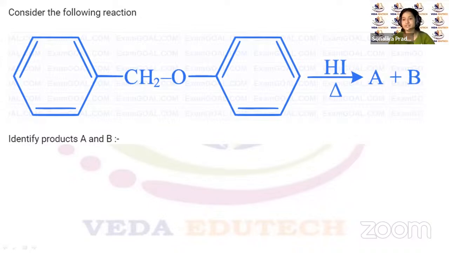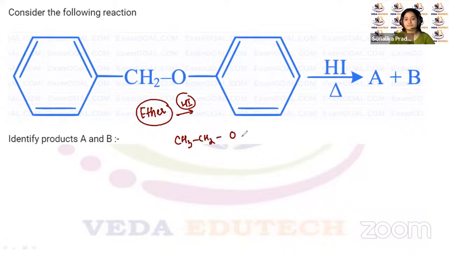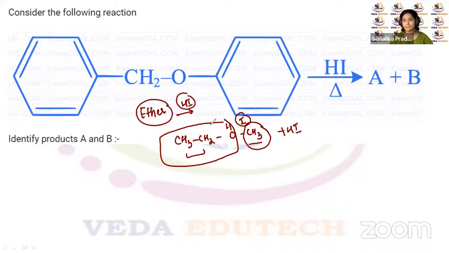Here is the first question on your screen, and it is about ether. We'll learn some concepts: when HI is added to an ether, what happens? Suppose there's a bigger group and a smaller group and you add HI. Your I goes to the smaller group and your OH will be added to the one which has the bigger group. So this is the first concept.